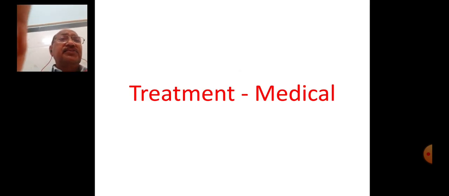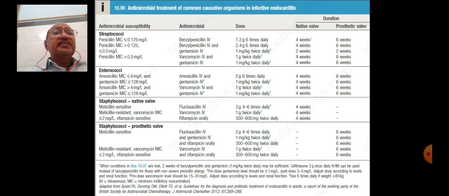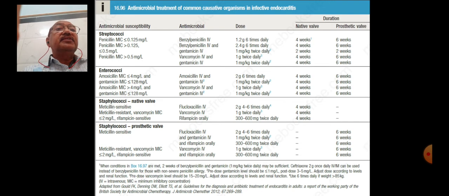Regarding the treatment, the medical treatment, of course, the antimicrobial treatment directed at the common causative organism in infective endocarditis is most important. And one has to remember that in infective endocarditis, we need large doses of antibiotics for a longer duration.